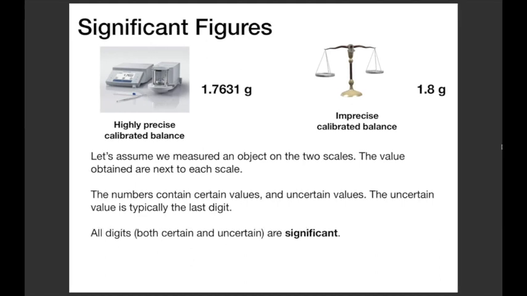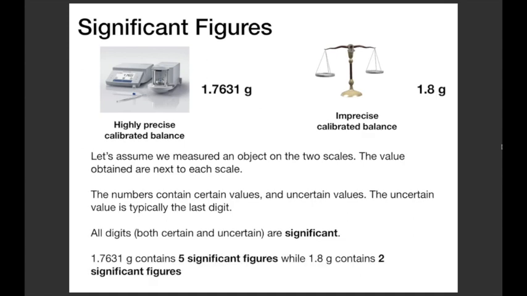When considering a measurement, we call all the reported certain and uncertain figures significant. Therefore, the high precision balance that reported the mass of 1.7631 grams contains 5 significant figures, while the low precision balance that reported the mass of 1.8 grams contains 2 significant figures in that measurement.